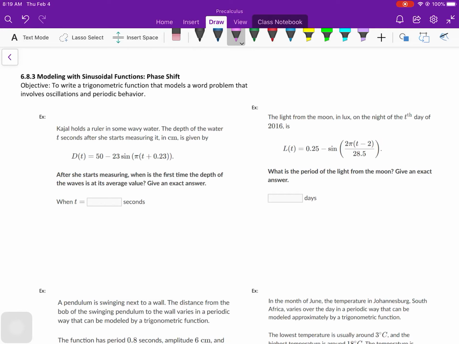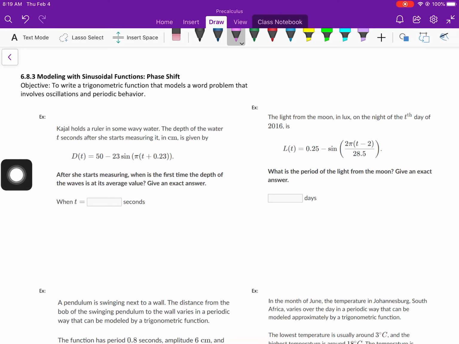Now our problems are going to start getting a little more difficult, so let's take a crack at this, see if it only takes me one take to get through this video. So here we go. After she starts measuring, when is the first time the depth of the waves is at its average value? So give an exact answer.